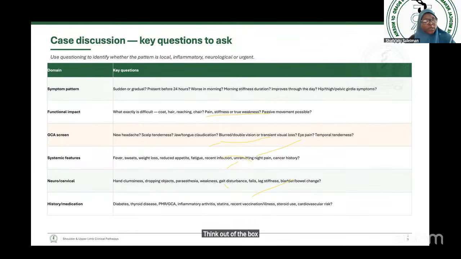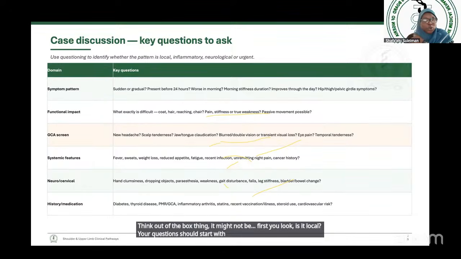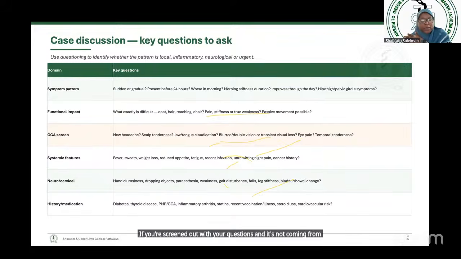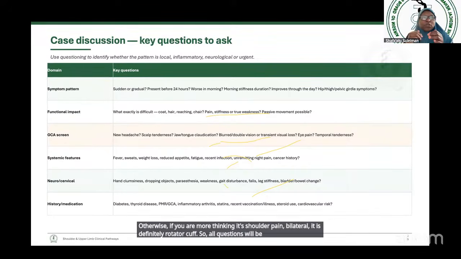First you look, is it local? Your questions should start with the local shoulders. Is the pathology coming from the local area, like the shoulder? If you screened out with your questions and it's not coming from the shoulder, then you go on to look into inflammatory causes, neuro causes, and other things to fit the pattern. Otherwise, if you're thinking it's bilateral shoulder pain, it is definitely rotator cuff, so all questions will be based on rotator cuff.